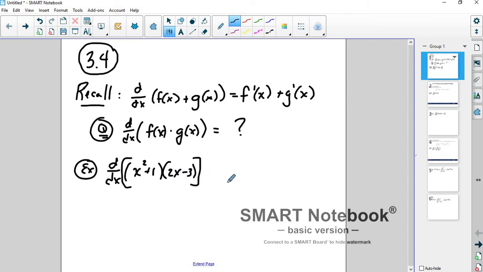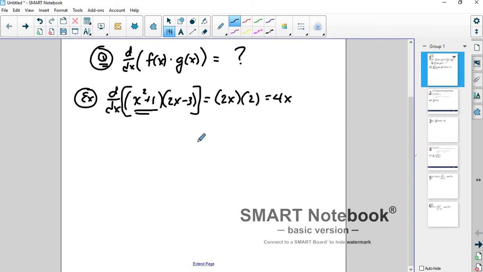Okay, well, if we use this same rule, f prime plus g prime, if we did f prime times g prime, the derivative of x squared plus 1 is 2x, and the derivative of 2x minus 3 is 2, and so you would get 4x. And maybe that's right, maybe that's not, but I can tell you another way to check, and the way to check is to FOIL this out first.